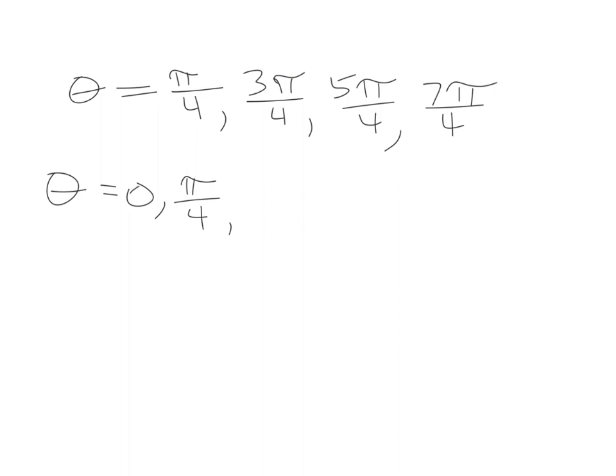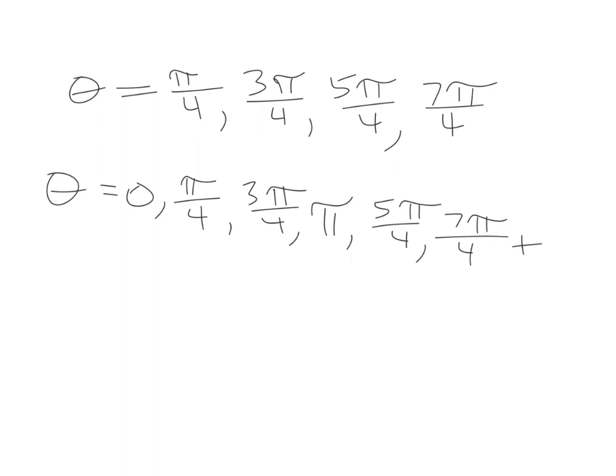I just like it. So I'm going to write it as 0, pi over 4, 3 pi over 4, pi, 5 pi over 4, 7 pi over 4, and then don't forget just to pop a plus 2 pi n on the end of there, and that gives you the infinite family of solutions that this thing has.